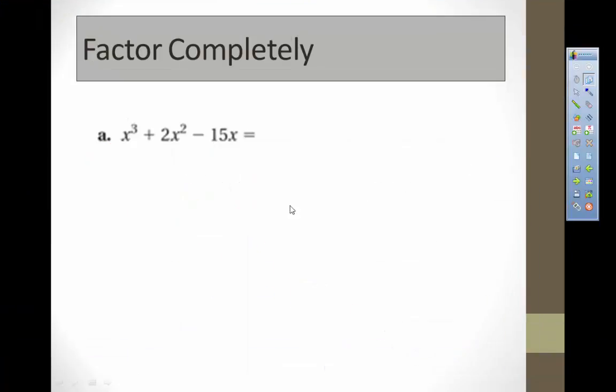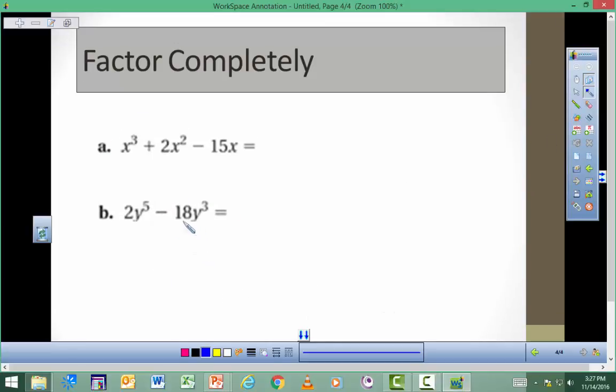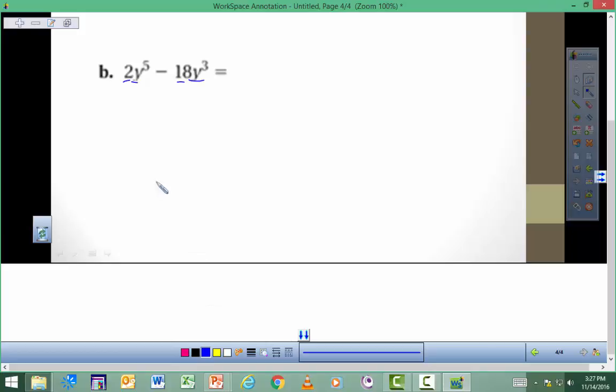Okay, so now let's try B. Well, on this one we need to factor what? We can take out a cube, right? There's a y cube. Oh, and there's also a 2 that we could take out. And usually when you're factoring, you factor out what's called the greatest common factor. So you want to take out as much as possible. So for this one, we're going to take out a 2y cubed.